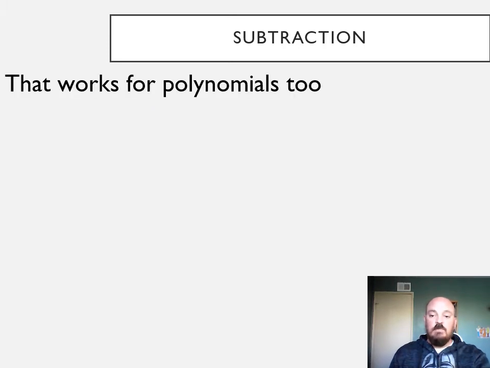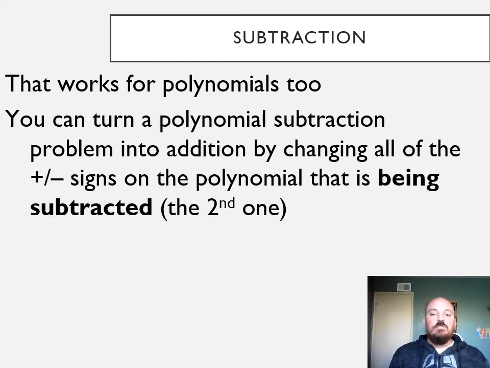So yeah, that definitely works for polynomials too. You can turn a polynomial subtraction problem into an addition problem by changing all of the positive negative signs on the polynomial that is being subtracted, meaning the second one, not the first one. We leave the first one alone.